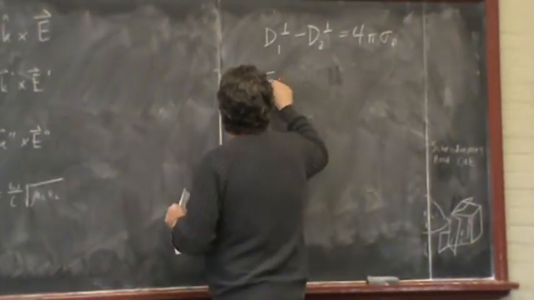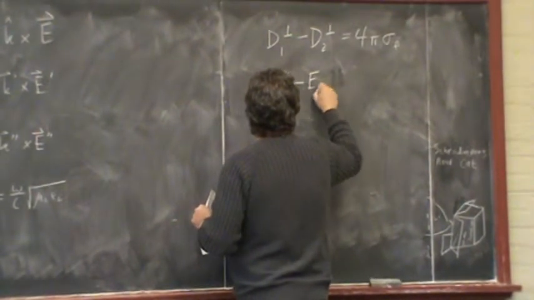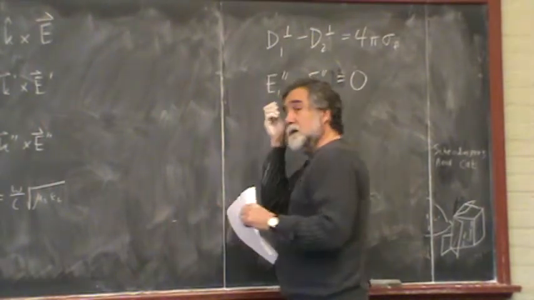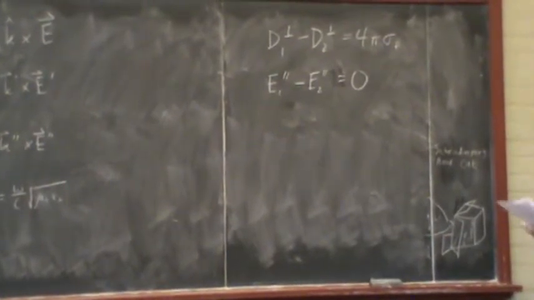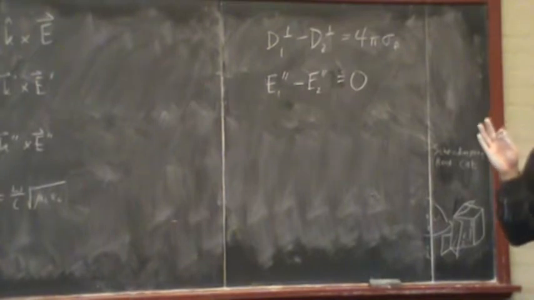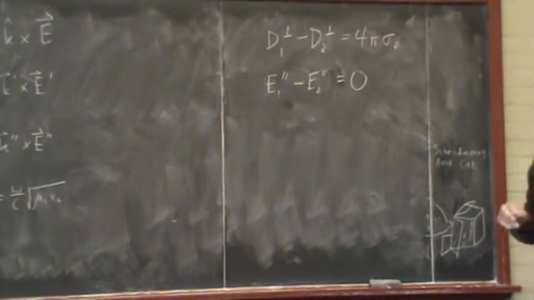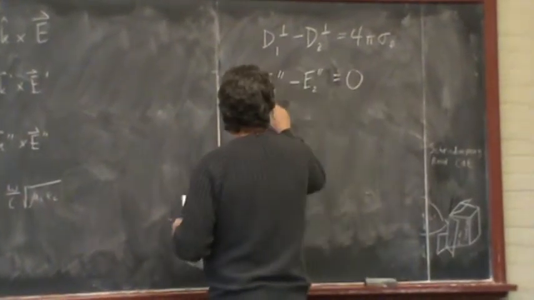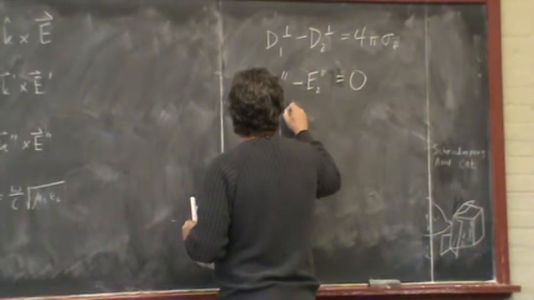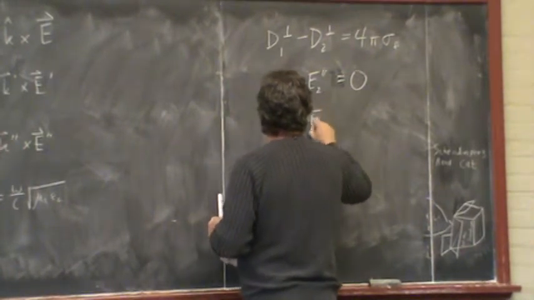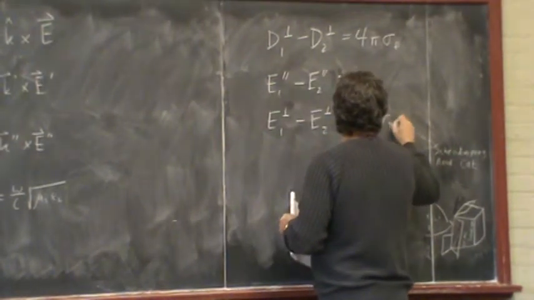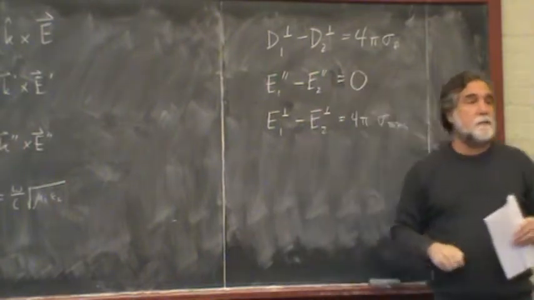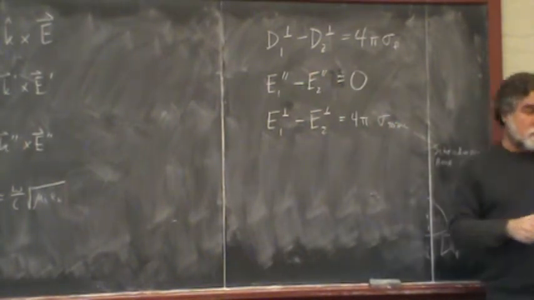We know that E1 parallel to the surface minus E2 parallel to the surface is 0. It's Gauss's law. No, actually, that's in the static limit. That's Faraday's law. I might as well, as long as I'm at it, E1 perpendicular minus E2 perpendicular is 4 pi sigma total, bound charge and everything. This one's usually not so useful, to be honest.